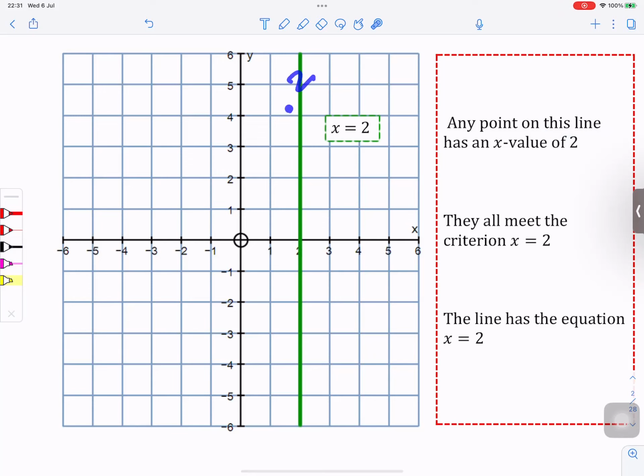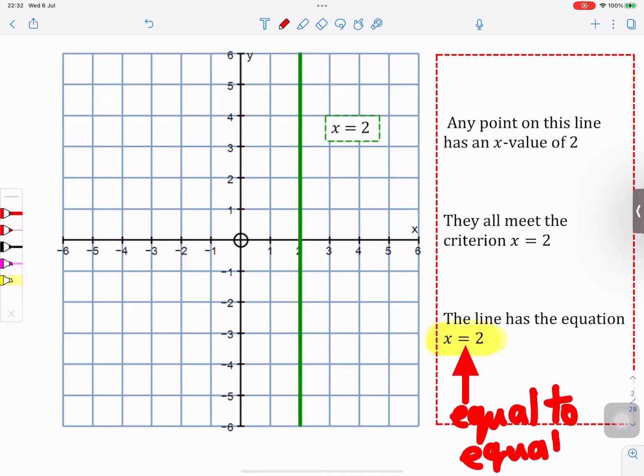So X is 2 there, 2 there, 2 there, and then Y is different. They all meet the criterion X equals to 2. So the line has equation X equals to 2. This is called an equation because it's got an equal to sign. See that sign there? That sign means equal to. So it's called an equation. Can you see the rhyme, equal, equation?